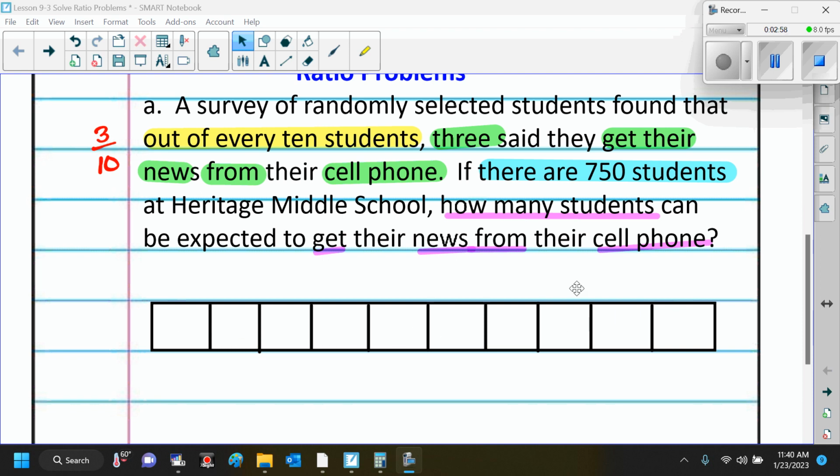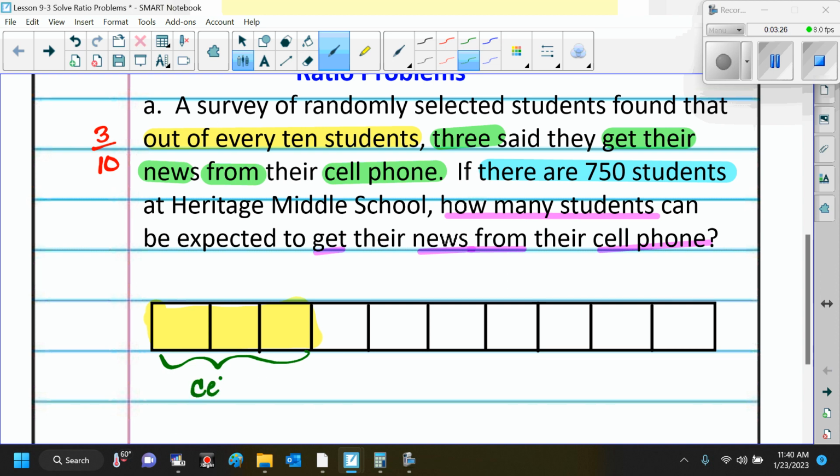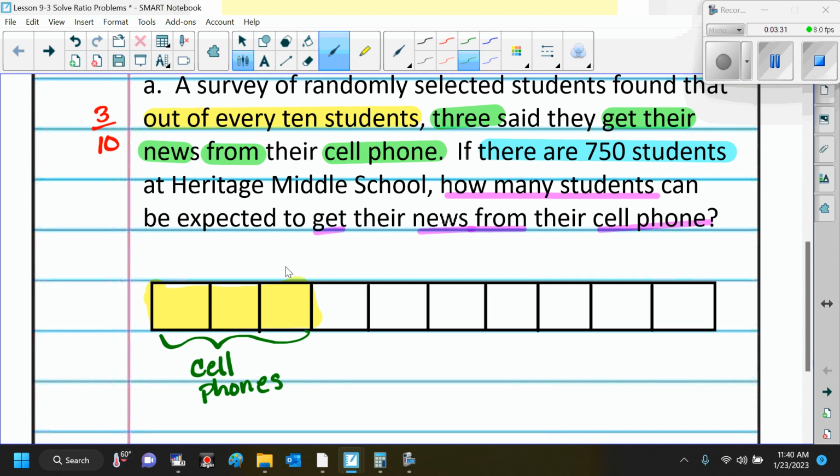Okay. 10 boxes. Okay? Now, 3 out of 10 said they get their news from cell phones. So how many are we going to shade here? 3. Very good. So go ahead and shade the 3. And that is the 3 that get their news from cell phones. What's the whole thing? It's the total students, right?